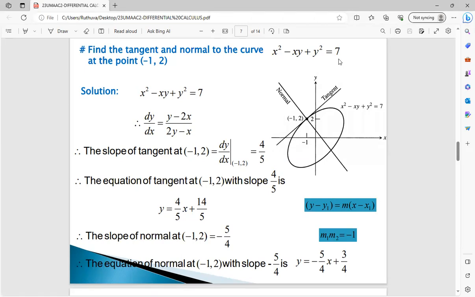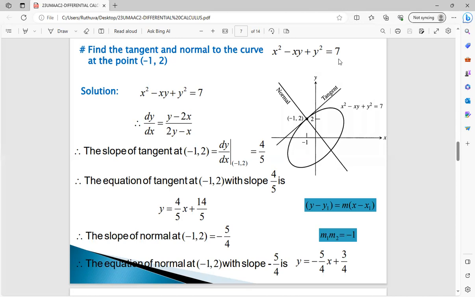Now we are going to find the slope of the tangent at the point minus 1 comma 2. Dy by dx is already found. We have to put the values into the equation: minus 1 for x and 2 for y. Substituting the values, we get the answer 4 by 5.